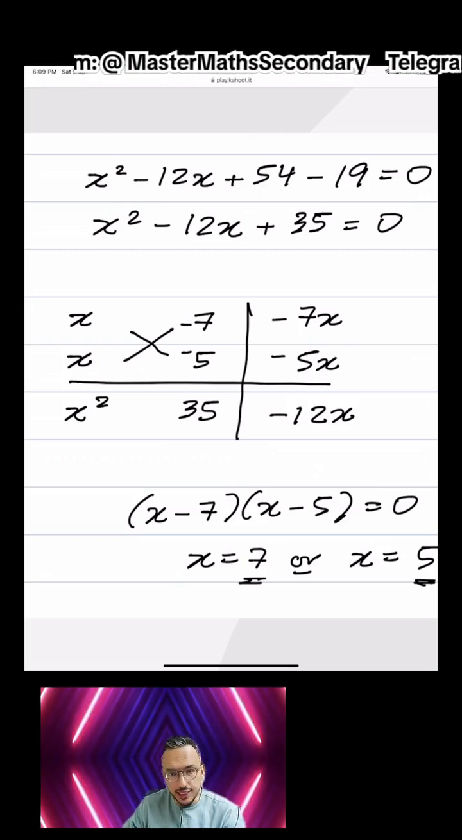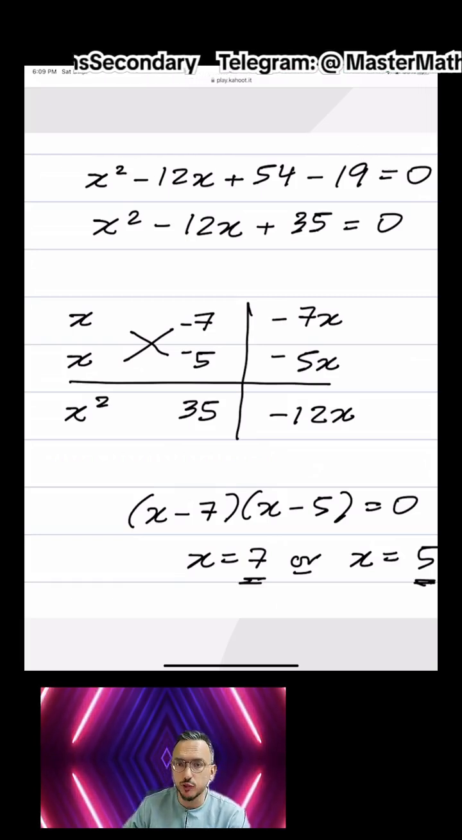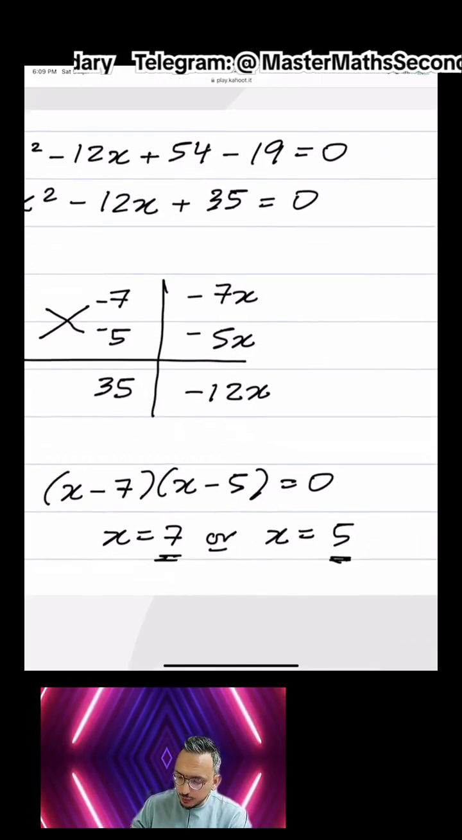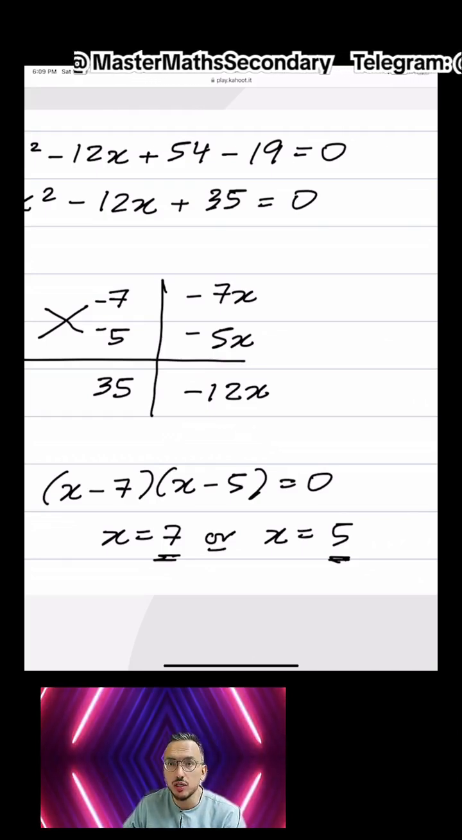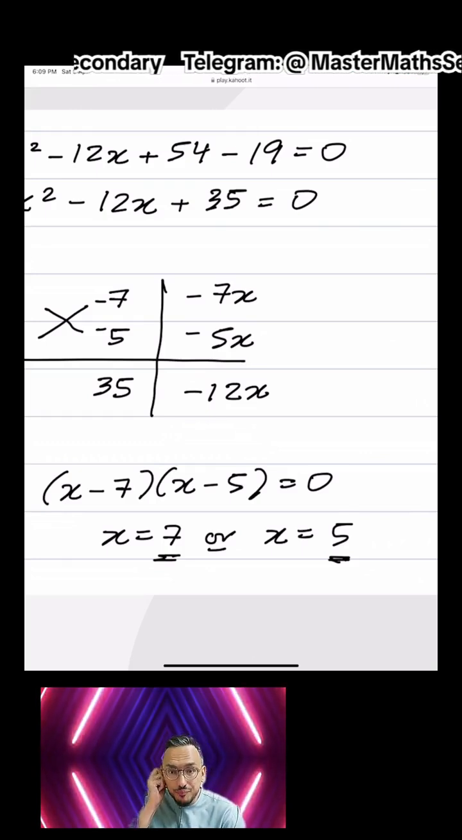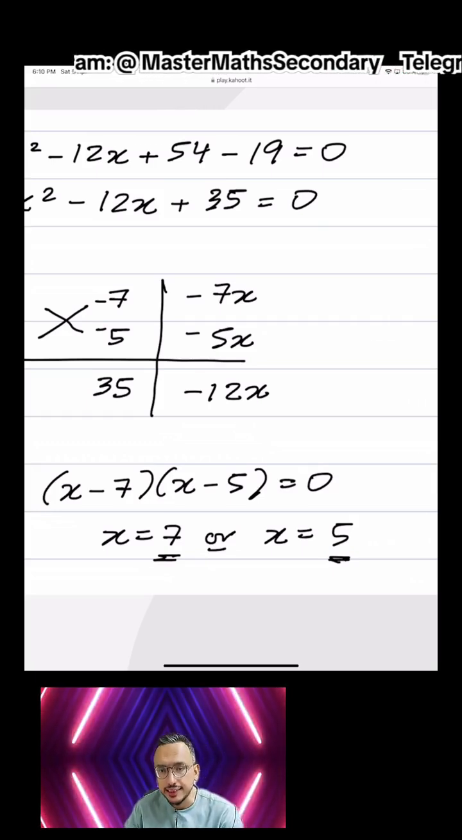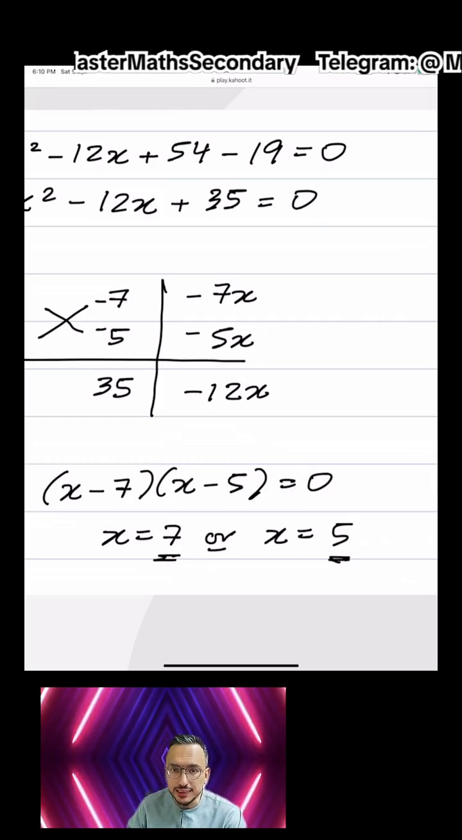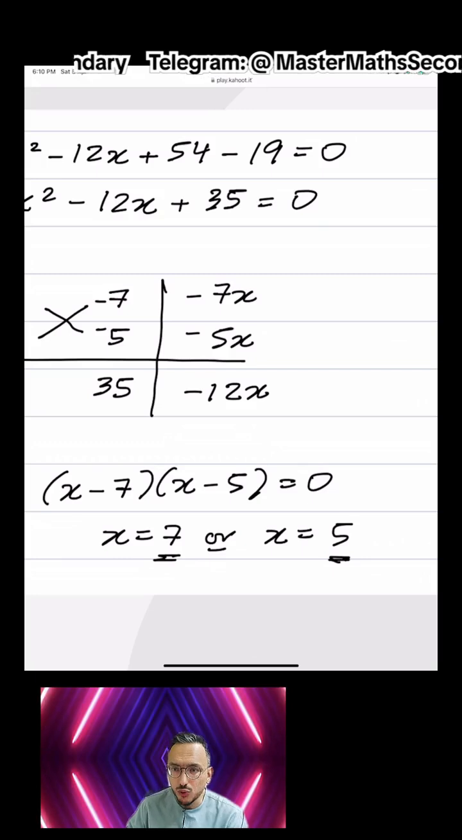Okay, so basically, the roots of your equation or the solution of your equation, which in this case will be x equals 7 or x equals 5, this is your roots or your x-intercept. Your x-intercept where it cuts the x-axis. So when x is equal to 7 and x equals 5, the y is equal to 0.